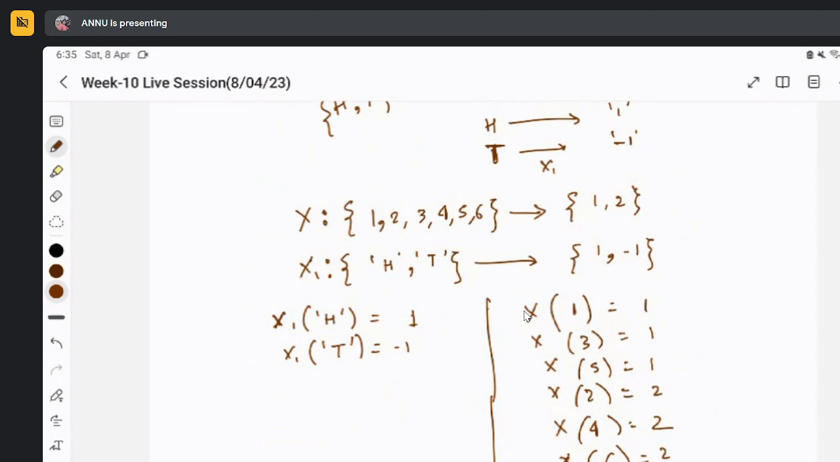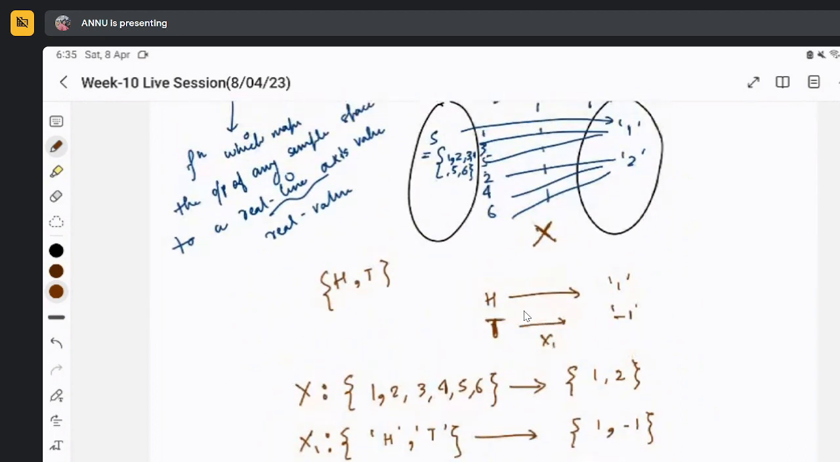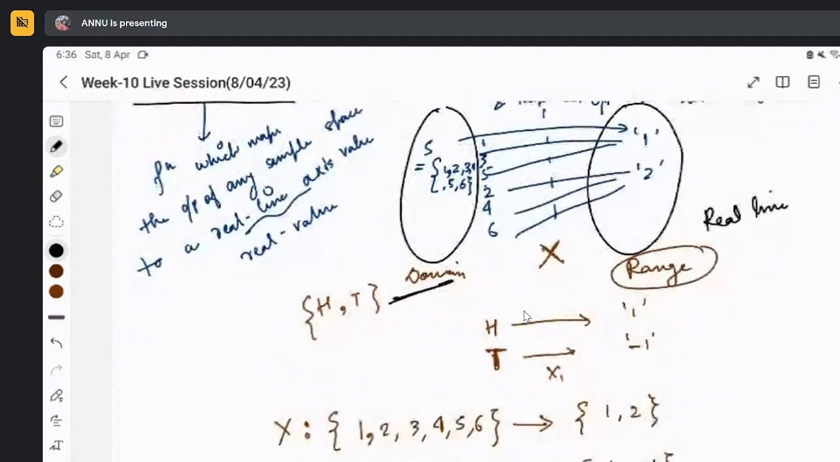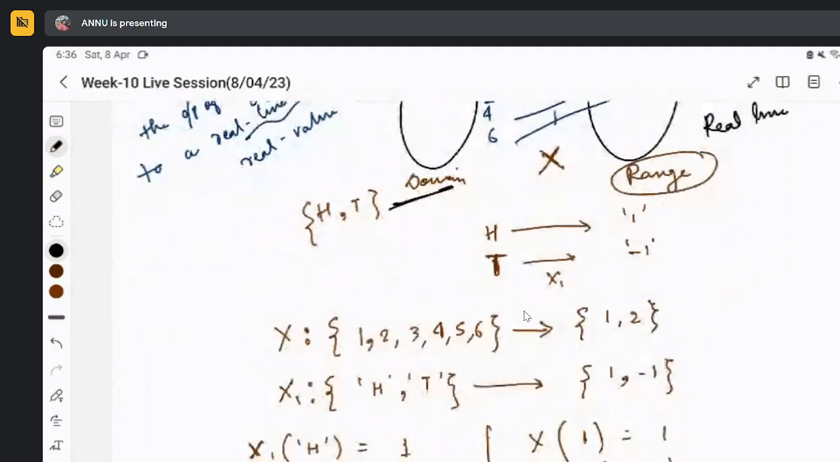The domain of a function, this is called the domain, right? And this is the range. The range is always the real line, any value of the real line, and the domain is always the output of a sample space. So this is what the random variable does. I think it's clear. Since it is a function, X1 and X2 are functions.